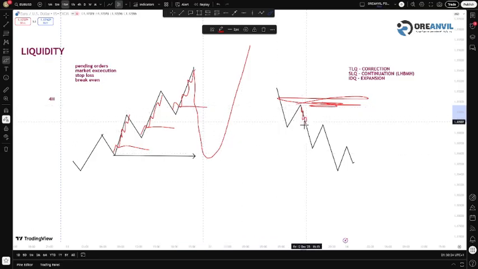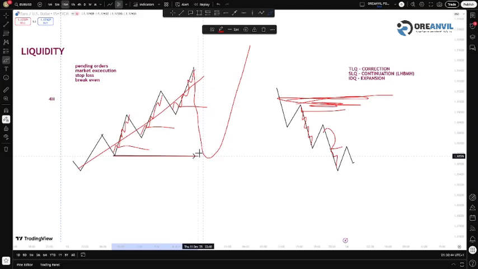Inside this, as much as you have your major structural point here, you still have structural liquidity in this push. You still have structural liquidity in this push. So that's the idea of structural liquidity. And overall, as a whole, you still have your structural liquidity here.